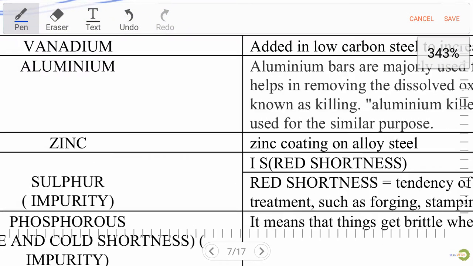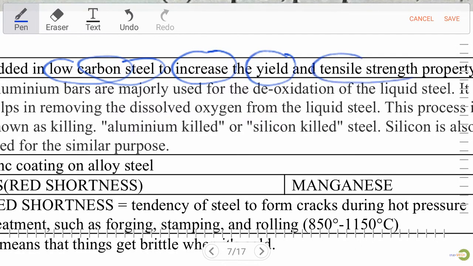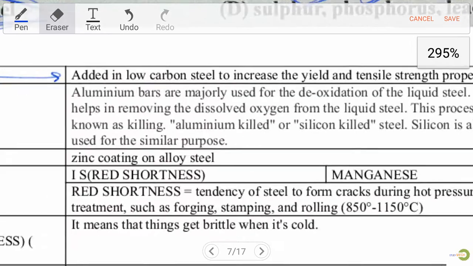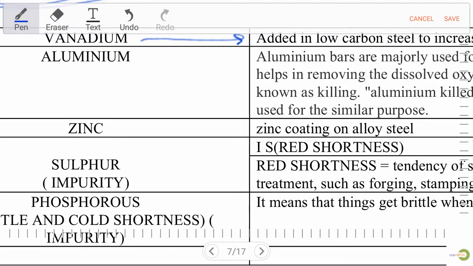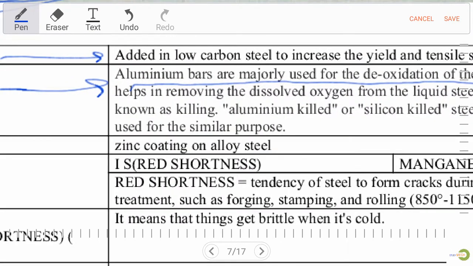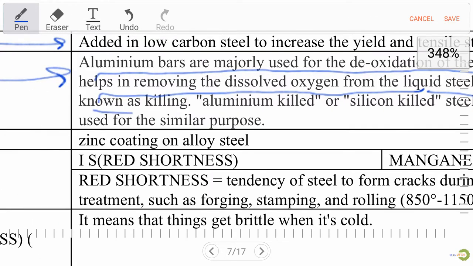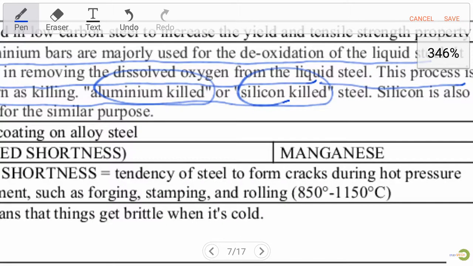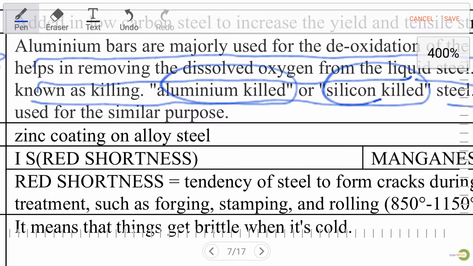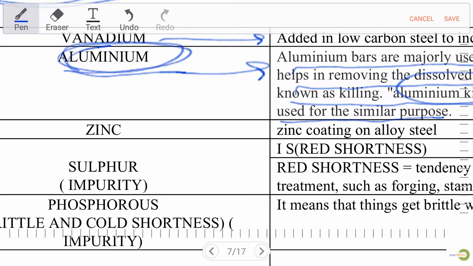So let's see. First of all, vanadium. If we add vanadium in low carbon steel, then it will increase the yield and tensile strength of steel. Always remember, very important from the exam point of view. Now if we add aluminium in steel, let's see what happens. Aluminium bars are majorly used for the deoxidization of liquid steel, and it helps in removing the dissolved oxygen from the liquid steel. This process is known as killed steel or aluminium killed steel or silicon killed steel, because silicon is also used for a similar purpose. Always remember, aluminium is used to remove dissolved gas or oxygen from steel.